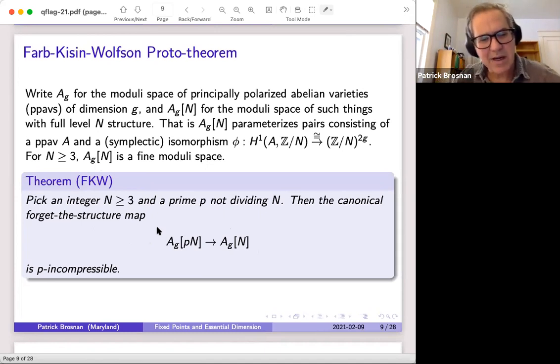Now there's something I should have written: the group Sp_{2g}(Z mod p) acts on this. It acts on the space on the left and it makes this morphism into an Sp_{2g}(Z mod p)-torsor. So what they're saying is that this Sp_{2g}(Z mod p)-torsor is p-incompressible, or its essential dimension is the dimension of A_g.